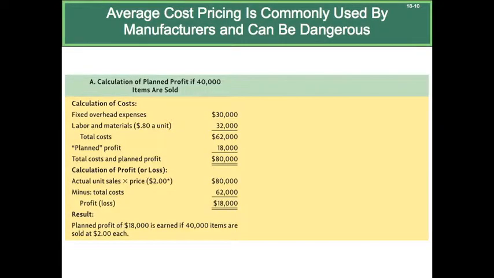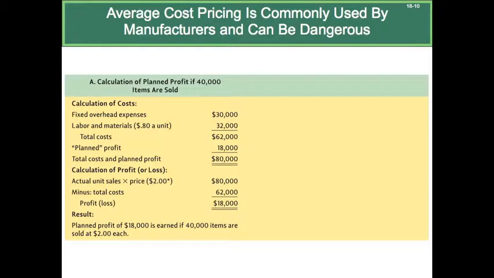Here's another example that's very important to understand. Average cost pricing is commonly used by many manufacturers, and this can be dangerous. This actually relates to the first example that we talked about. Let's assume that we have a manufacturing example, and the marketing manager has an estimate of the fixed overhead expenses for the firm, in this case shown at $30,000. Labor and material at 80 cents a unit is calculated at $32,000.